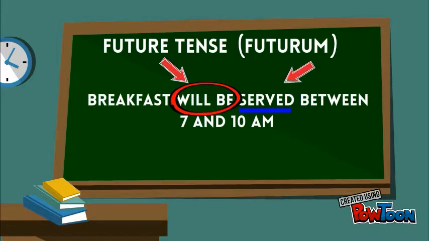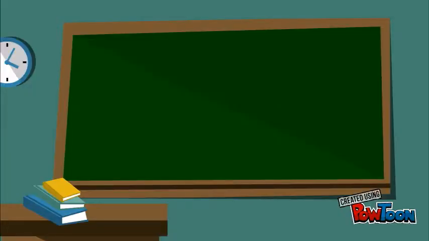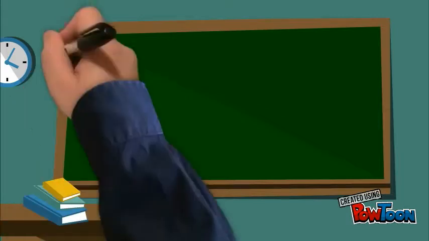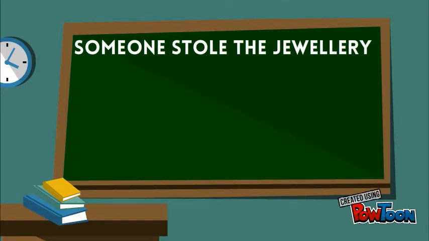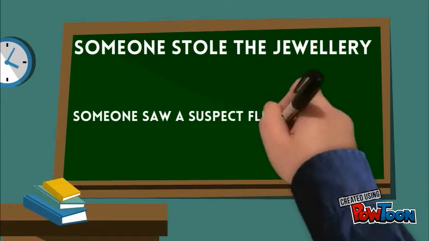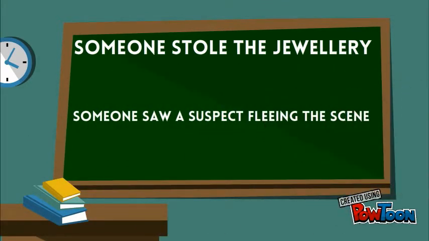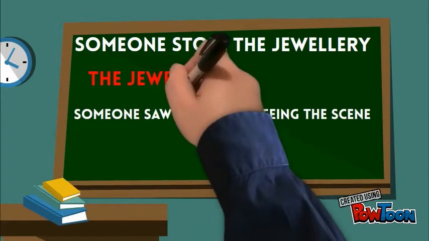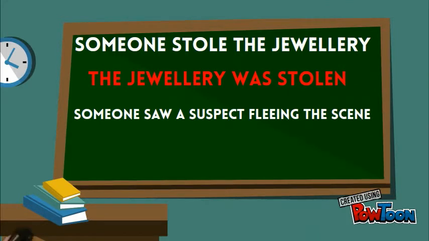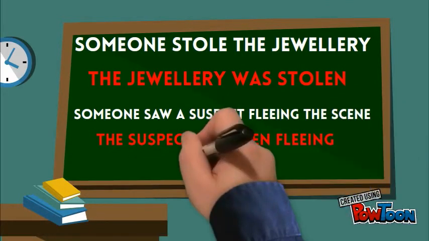Now that you've seen how the passive voice is constructed, you might be wondering why it's used. One of the reasons is that sometimes the subject isn't known, only the action is. For example, instead of writing, someone stole the jewelry, or someone saw a suspect fleeing the scene, a passive voice might be more appropriate. The jewelry was stolen, and the suspect was seen fleeing the scene.